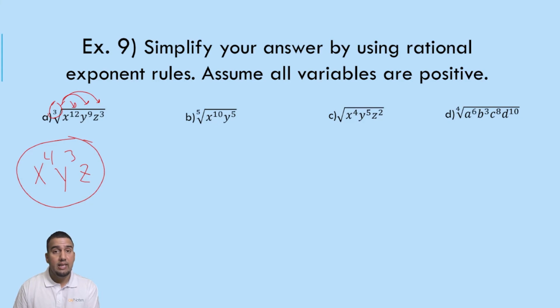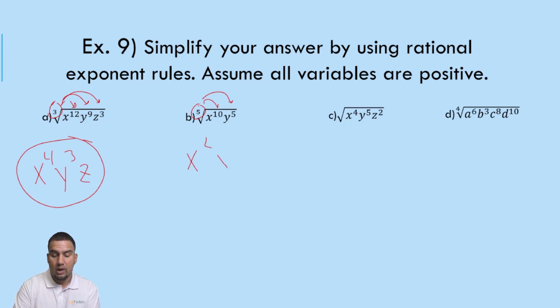I have a 5 as an index, so that means I want to ask myself how many times does 5 go into 10 and 5 go into 5. So I'm going to do them individually. 5 goes into 10 how many times? Twice. So this is going to become x to the second. And then I'm going to go, 5 goes into 5 how many times? 1 time.